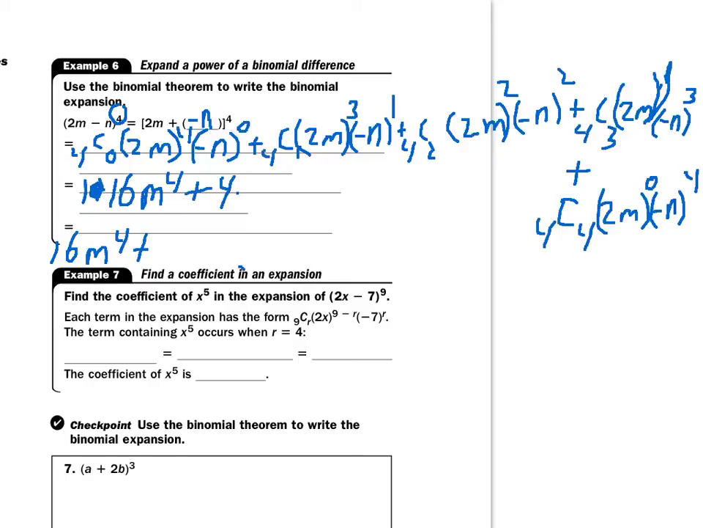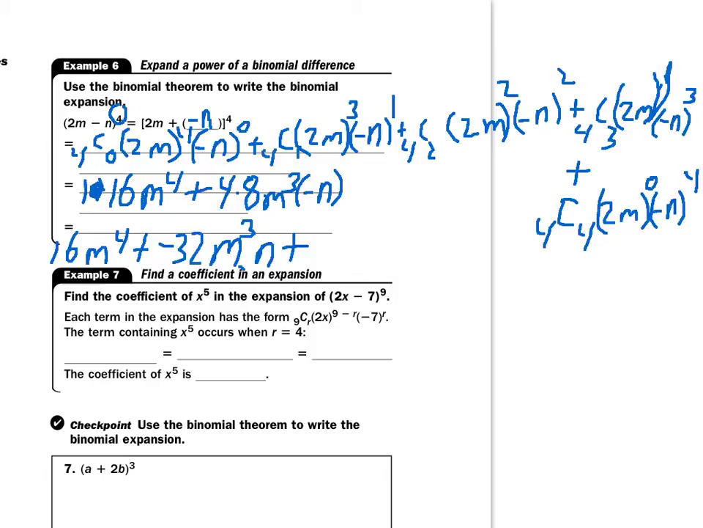Plus 4 times 2 to the third power is 8, m to the third, and negative n to the 1 is negative n. Well, what that negative n does is 4 times 8 is 32, but there's going to be a negative 32, because that's a negative number. M to the third, n to the first, plus 4 choose 2.